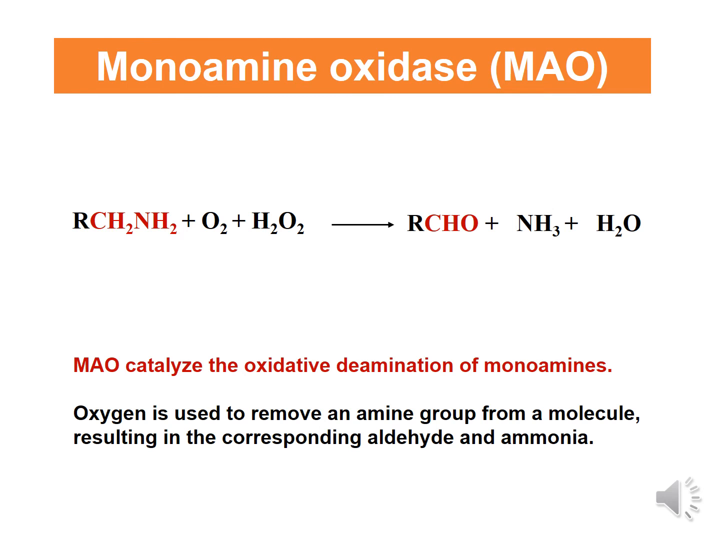Monoamine oxidase catalyzes the oxidative deamination of monoamines. Oxygen is used to remove an amine group from a molecule of foreign substance, resulting in a corresponding aldehyde and ammonia and water as well. Monoamine oxidases are found bound to the outer membrane of mitochondria in most cell types in the body. They belong to the protein family of flavin-containing amine oxidoreductases.